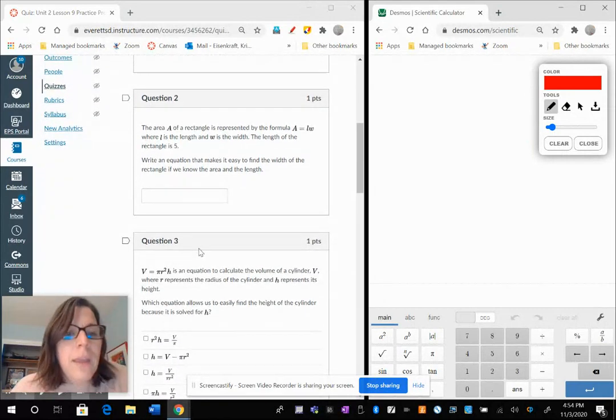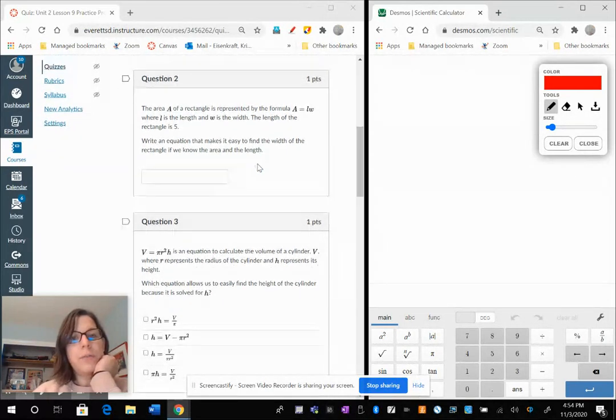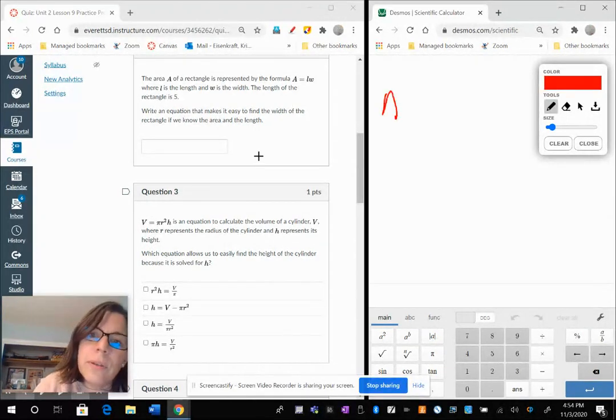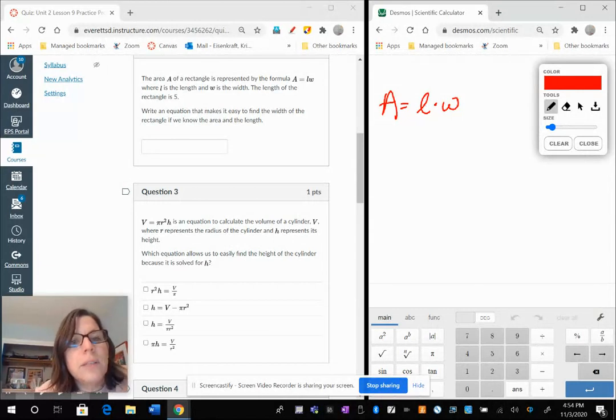Number 2, a lot faster, I think. The area of a rectangle is represented by the formula area equals length times width. Okay, easy enough, where L is the length and W is the width. The length of the rectangle is 5. Okay, I'm just replacing that. Write an equation that makes it easy to find the width of the rectangle if we know the area and the length, which we do, right?